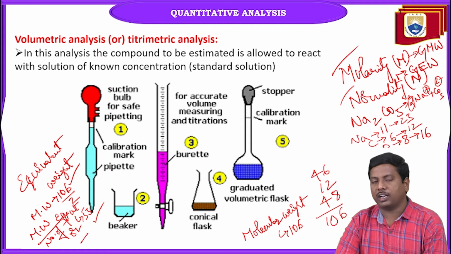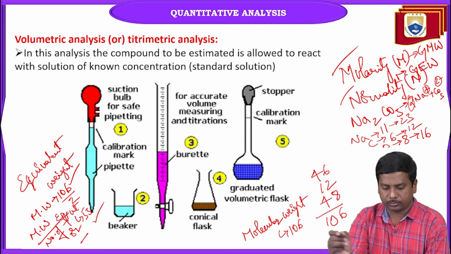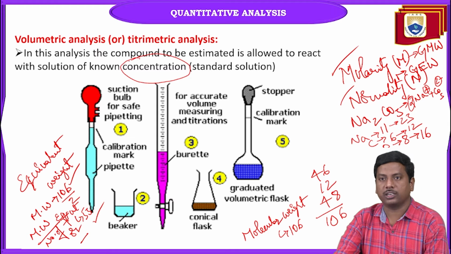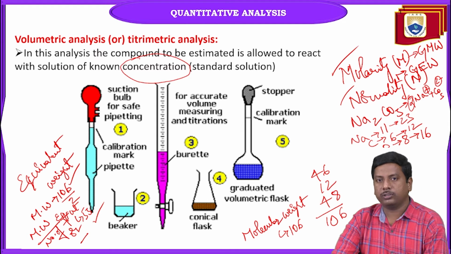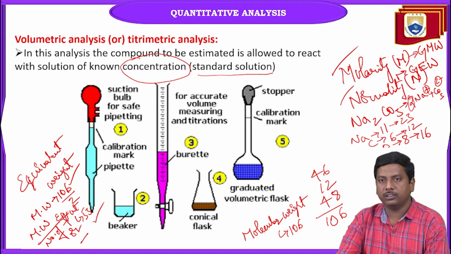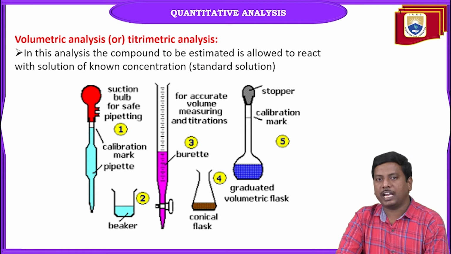So molarity and normality are used for the strength or known concentration of the solution. If you know the strength or concentration of the solution, that is called a standard solution. So a standard solution is nothing but a solution of known strength, and that concentration or strength is explained in terms of either molarity or normality.